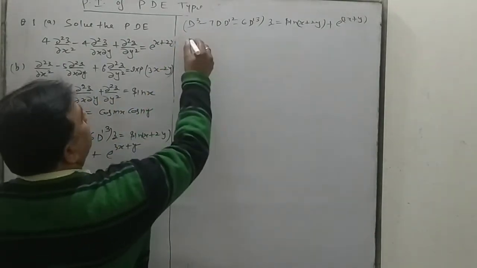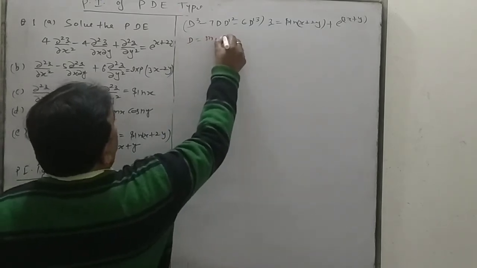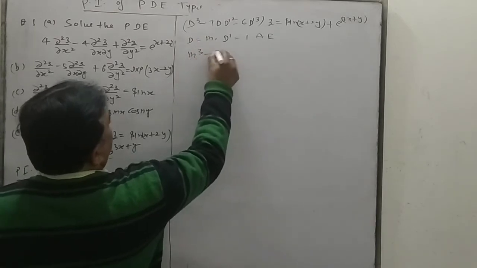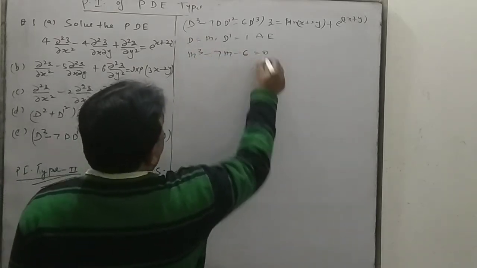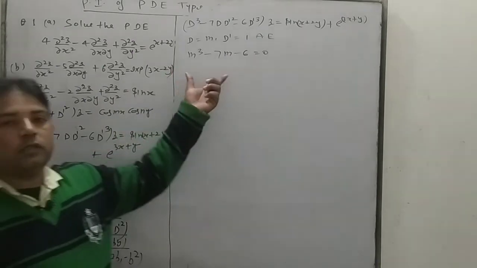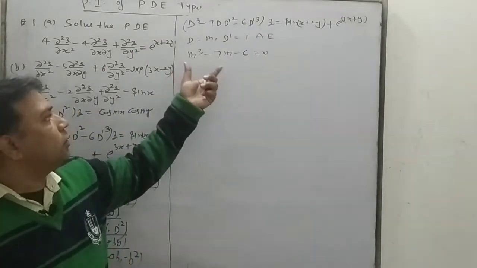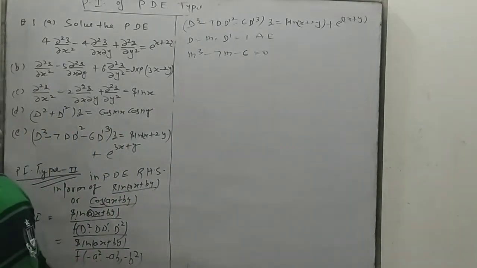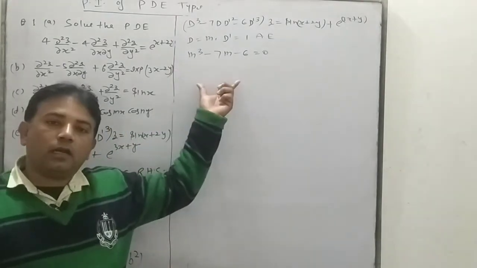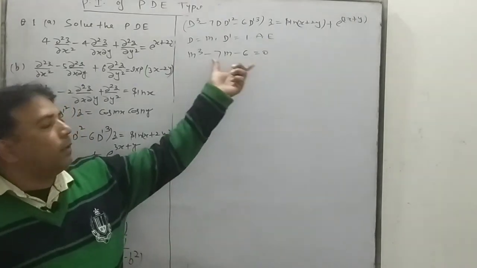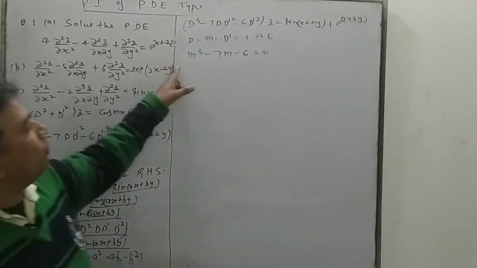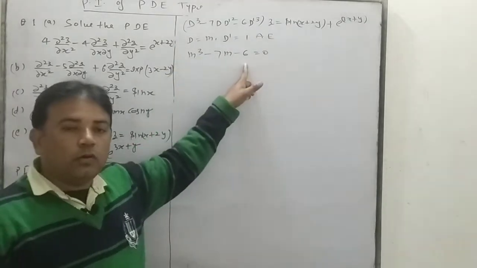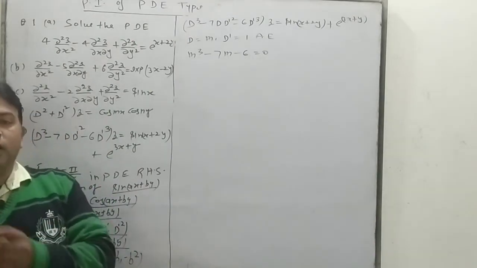The operator form is already given. Then D equal to m and D dash equal to 1, then the auxiliary equation is m cube minus 7m minus 6 equal to 0. This is a cubic equation. We do not factorize it by the quadratic method; we solve it by hit and trial method, using the remainder theorem. We put the values m equal to plus 1 and minus 1 and see that this value will be 0.